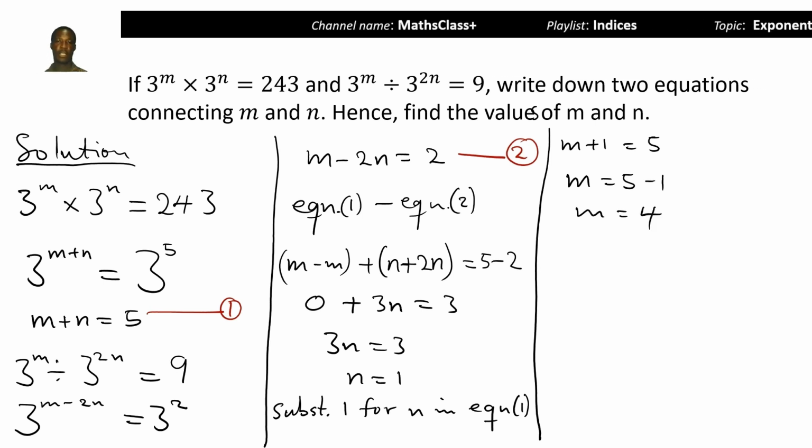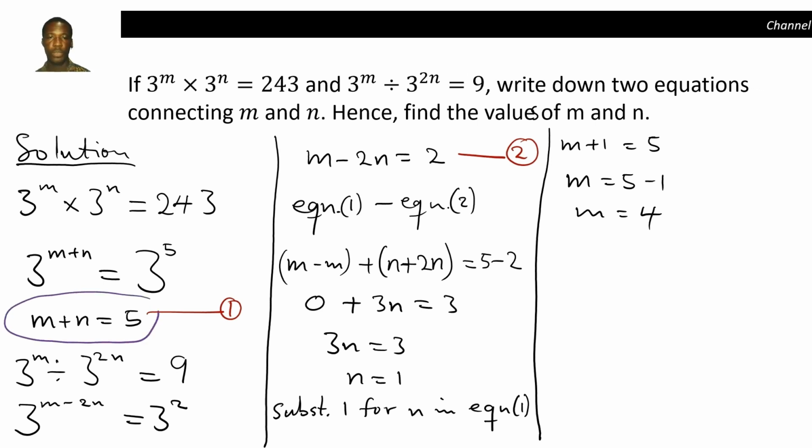So that is it. The first part of the question says that I should find an expression connecting m and n. And so my expression will be equation 1 and equation 2. These are the expressions required. And then we go ahead to find the values of m and that of n. So that's it.